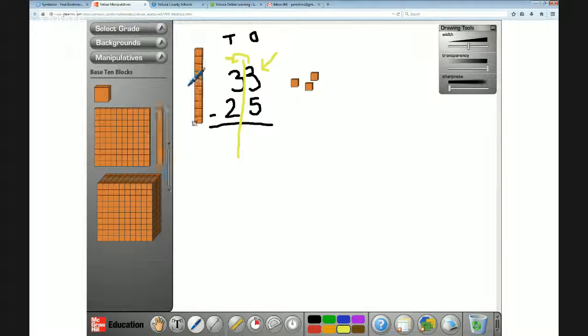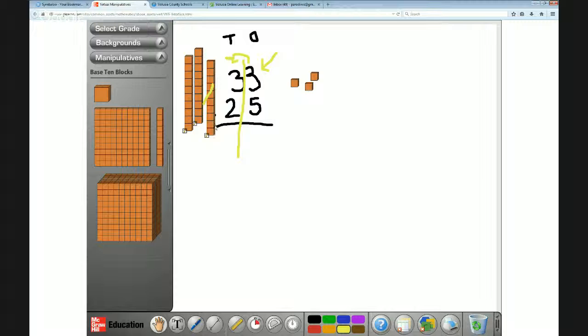Right now, next door, you have 3 tens. 1, 2, 3. See that? 3 tens. If you were to regroup, you could take one of your tens away, and let's use the selectee tool right down here, the hand tool. Put your 10 away and turn it into 1, 2, 3, 4, 5, 6, 7, 8, 9, 10 ones.